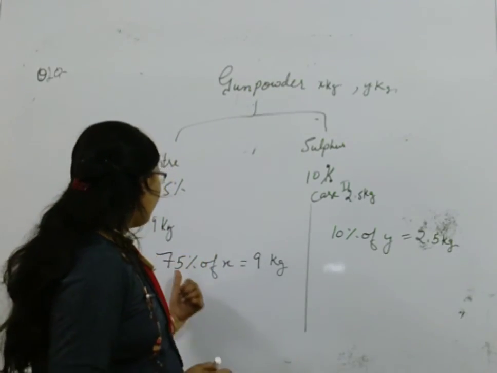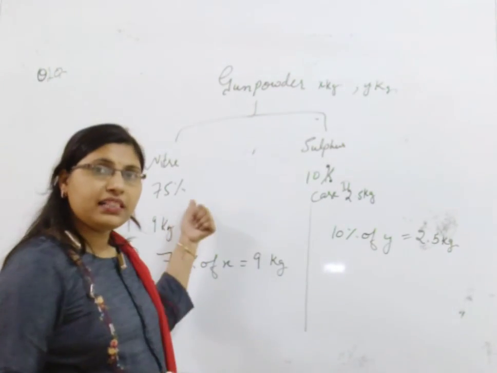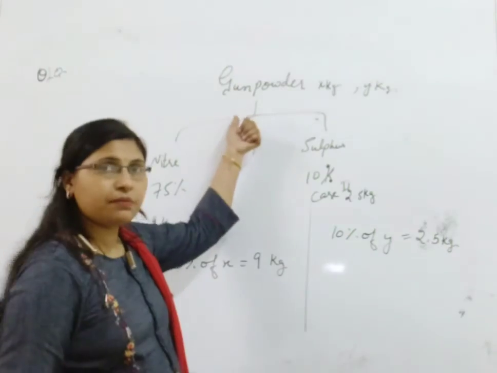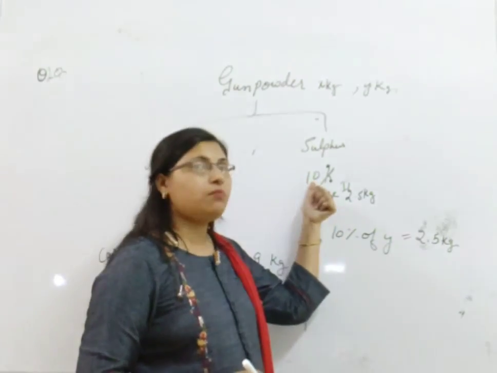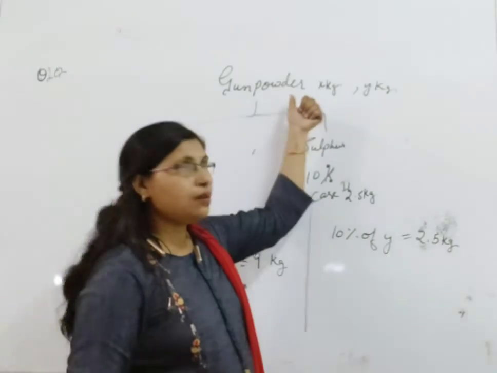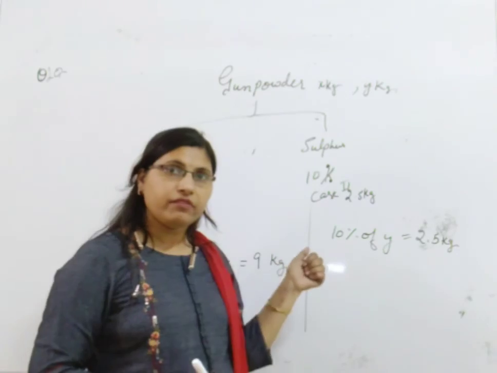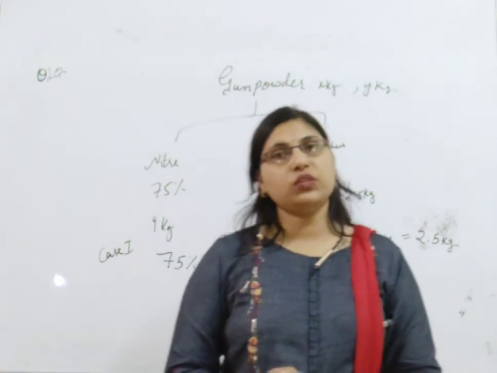One is when we are given the nitrate in the value form and in the percentage form, then how much gunpowder is there? And in the second case, we know the percentage form of sulfur and we know the value form of sulfur, and how much gunpowder is there. Clear everyone? So you can calculate the value of gunpowder in both the cases.